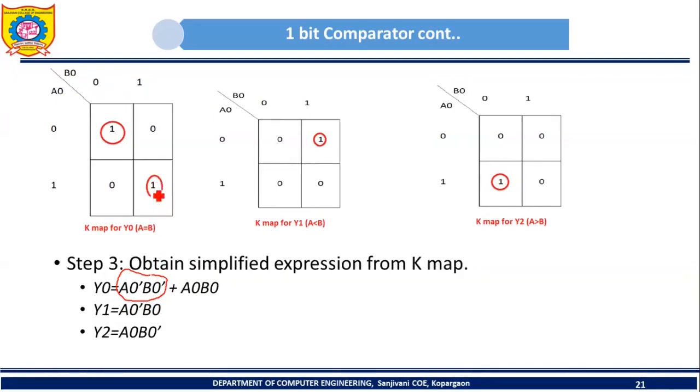Then consider the next group. Which will be the product term that corresponds to this group? For this group, what is the value of A0? 1. What is the value of B0? 1. So I can say that A0 into B0 will be the term that corresponds to this particular group. So this is the expression for Y0. Similarly, we can obtain the expressions for Y1 and Y2 from this truth table.